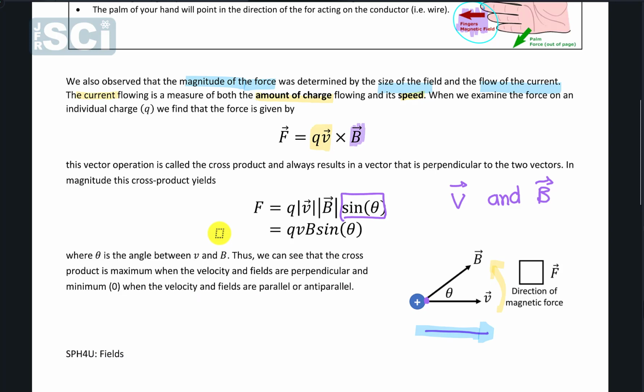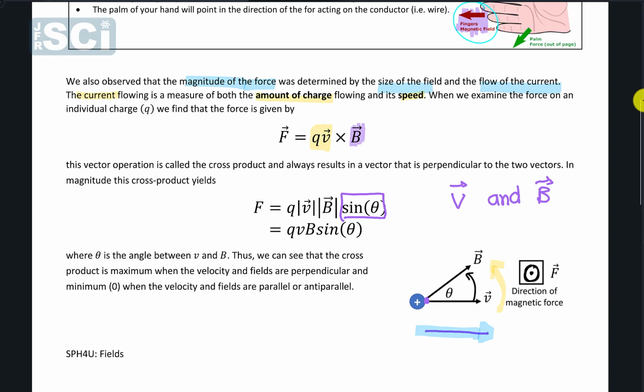So what I want you to do right now is pause this video and try that. Point your fingers in the direction of V and then bend them. Physically curl your fingers towards that B field. As you do this, you'll notice that your fingers only bend one way, towards the palm of your hand. So if you point your fingers along this V and you bend your fingers towards the B field, your force should end up being straight out of the page. Okay, so that gives us an idea of the direction of the force.